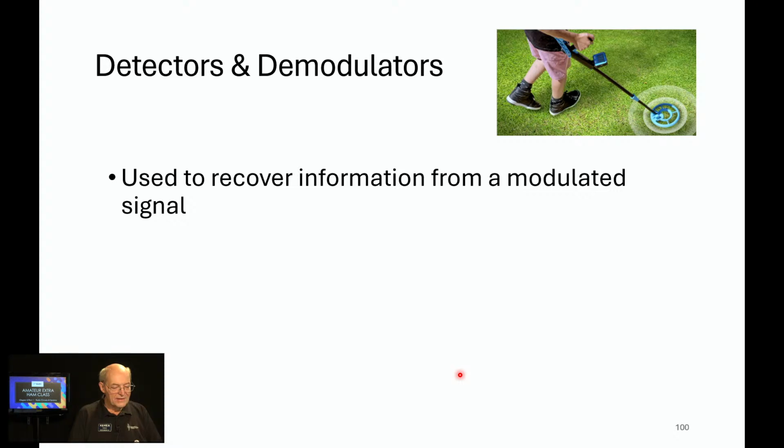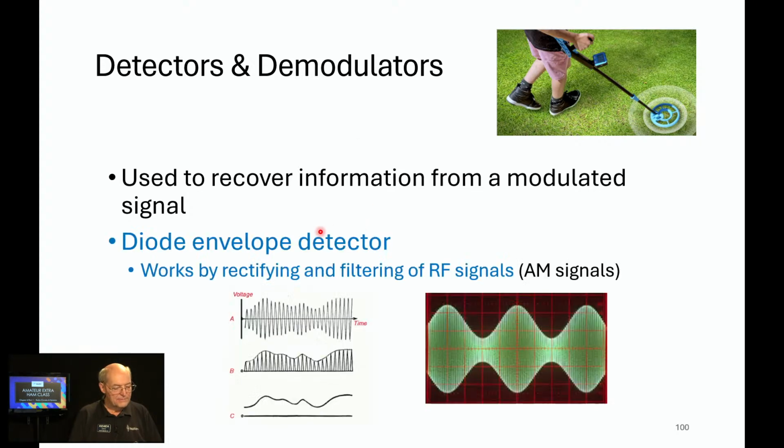Okay. So here we've got a metal detector, all right? So how does this relate to what we're talking about? Well, the thing of value is hidden under the ground. You can't see it. We somehow need to find it and extract it in order to have something valuable. So a demodulator is used to recover information from a modulated signal. You can't hear the RF. It's way too high a frequency. But if we can extract that information that was impressed on the carrier, we'll be happy campers.